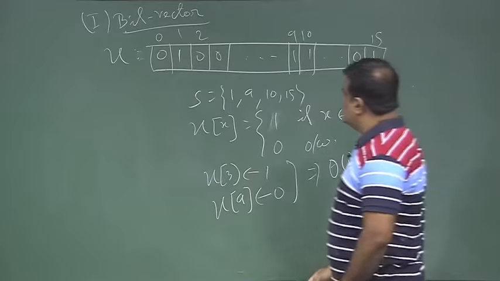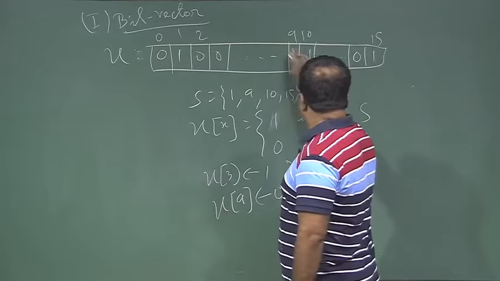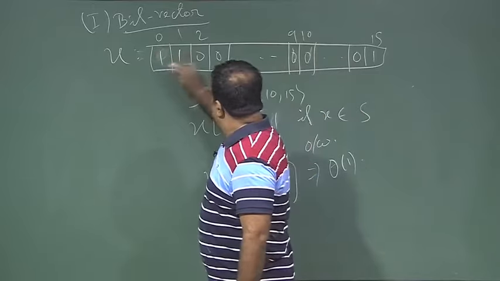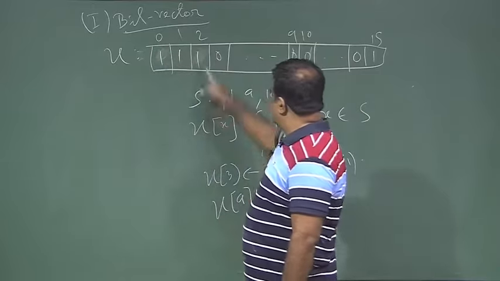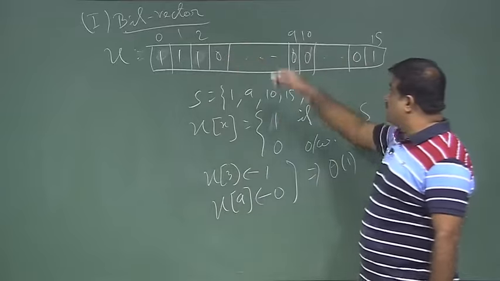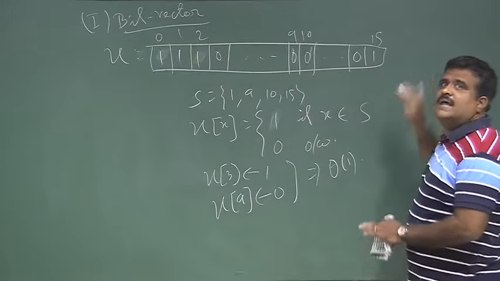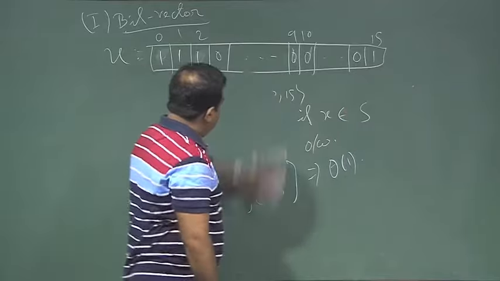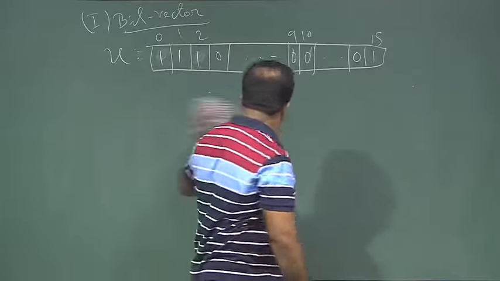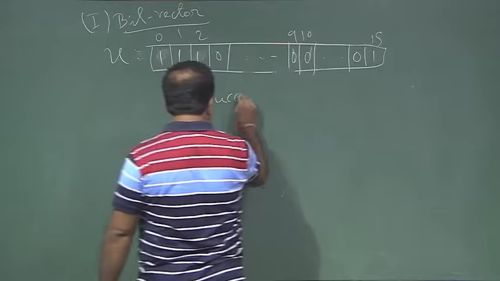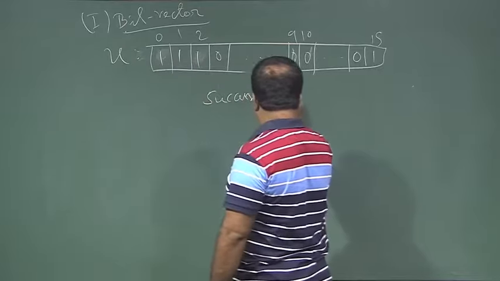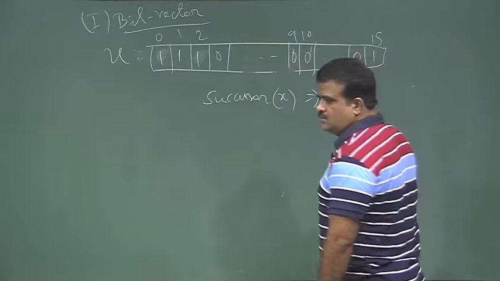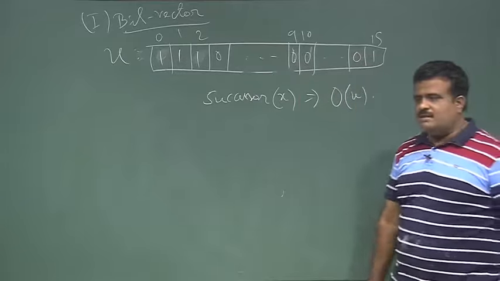But the problem is with the successor. Suppose our array is like this: all are 0 except the last one and a few at the beginning. If we want a successor query on 2 or 3, it has to scan the whole array. So the successor query will take order of u, but we want to achieve log u.